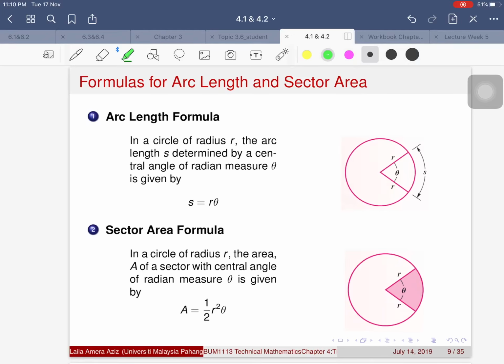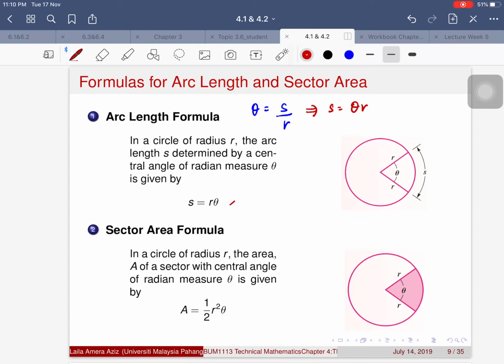Right, so there are going to be a couple of formulas that we're going to come across in chapter 4, and particularly in this 4.1, and these are two of them. The arc length formula is the same formula that you have seen at the beginning: theta is actually S over R. If I rearrange this, I get that S is theta multiplied by R, which is this formula right here, S equals R theta.